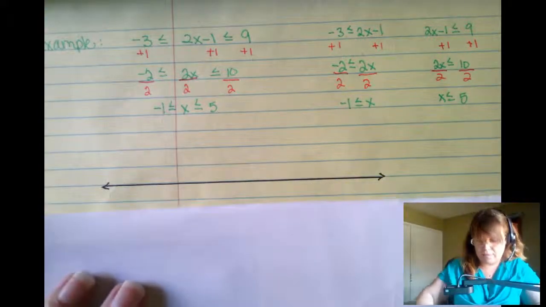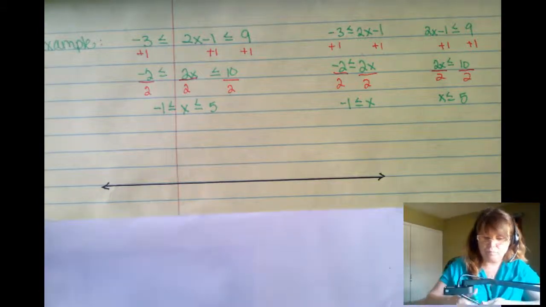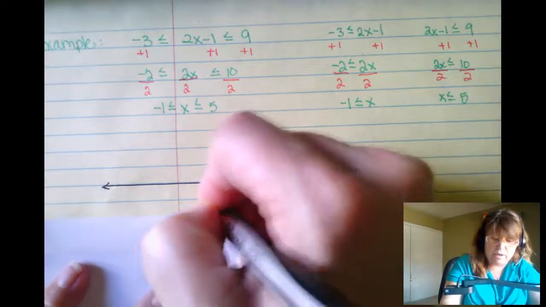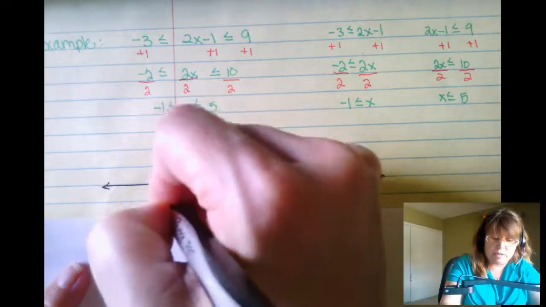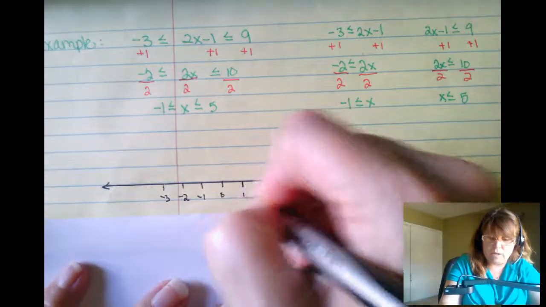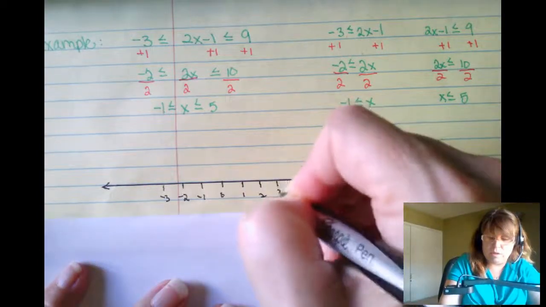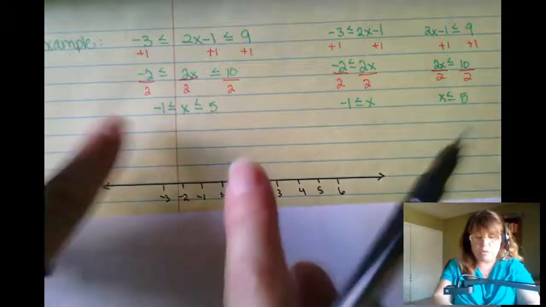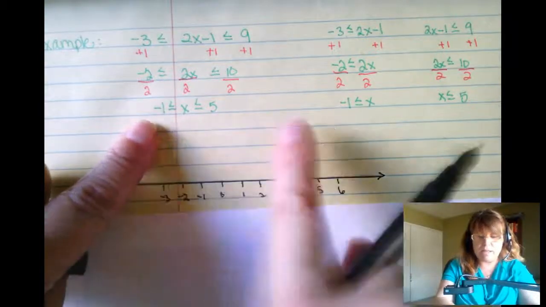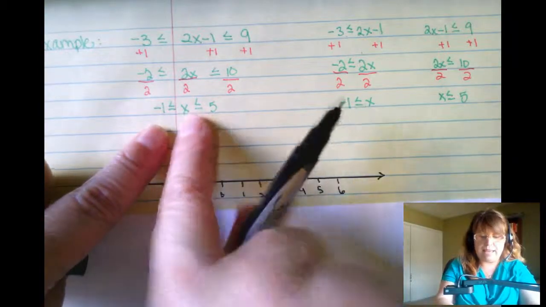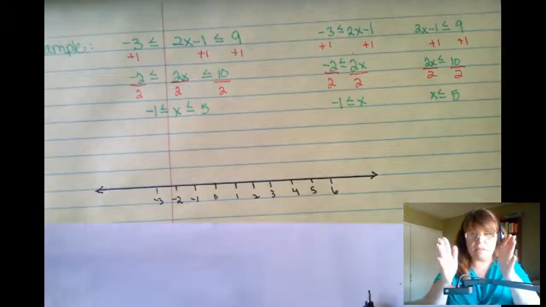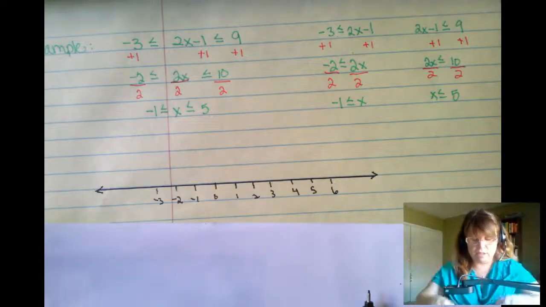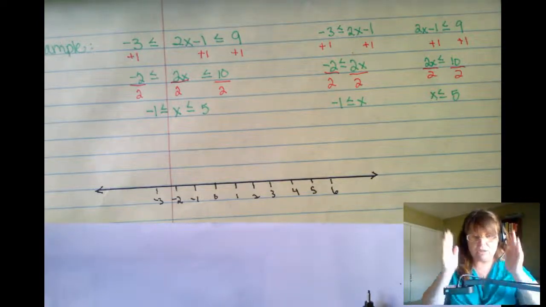So let's graph. I'll say this is 0, -1, -2, -3. That should be enough. 1, 2, 3, 4, 5, and 6. So what do we know? I'm going to go ahead and say -1 is less than or equal to x. Think about x is in the middle. So it's not going to be way far out to the right. It's not going to be way far out to the left. So x is going to be in the middle of these two. It's locked in.